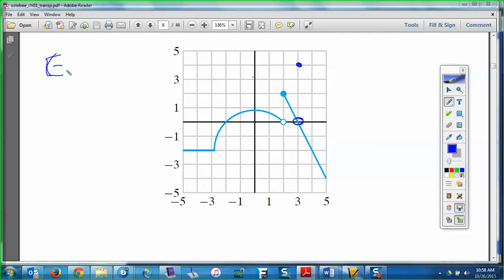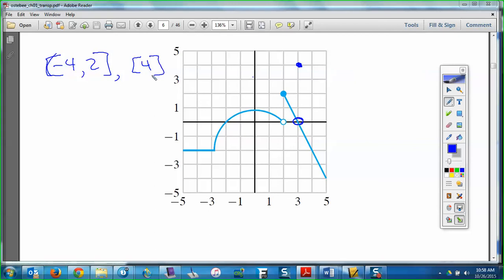-4 to 2. This hole and this hole don't matter because right there is a y value at 0, right? So -4 to 2, and then 4. How would you write that?